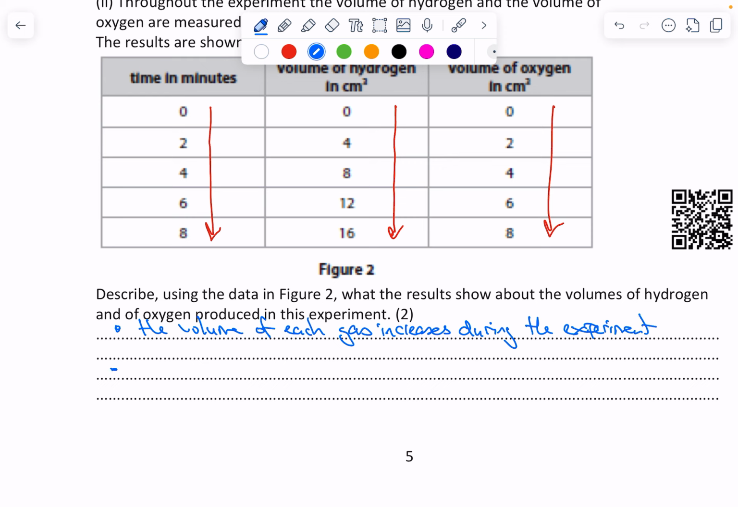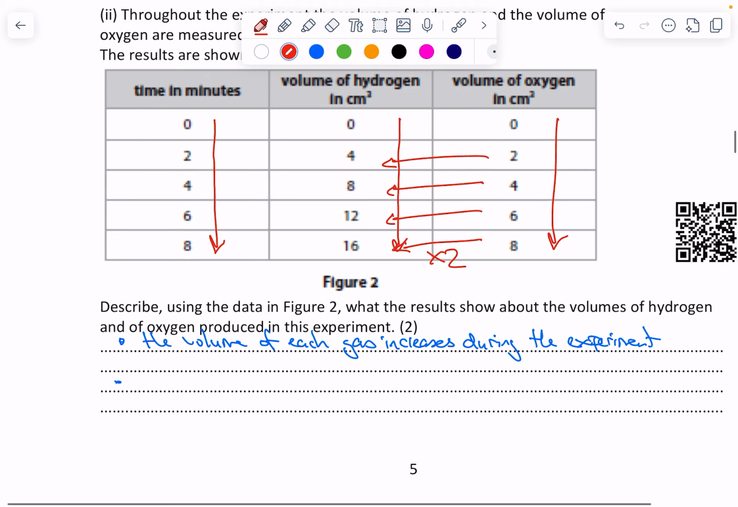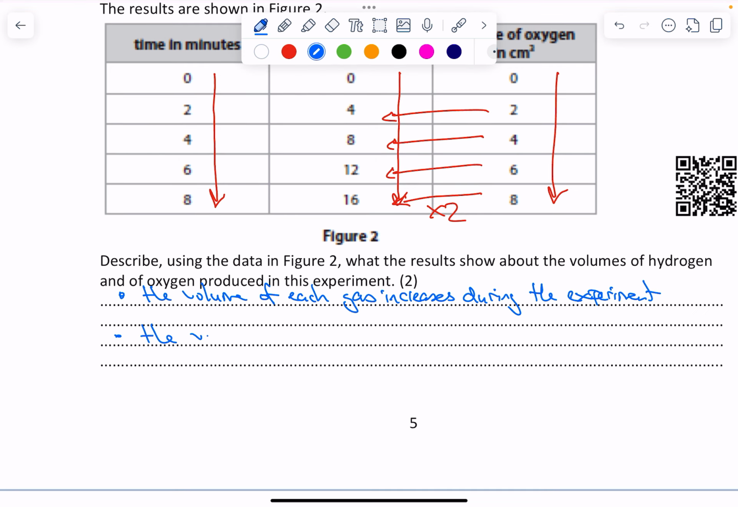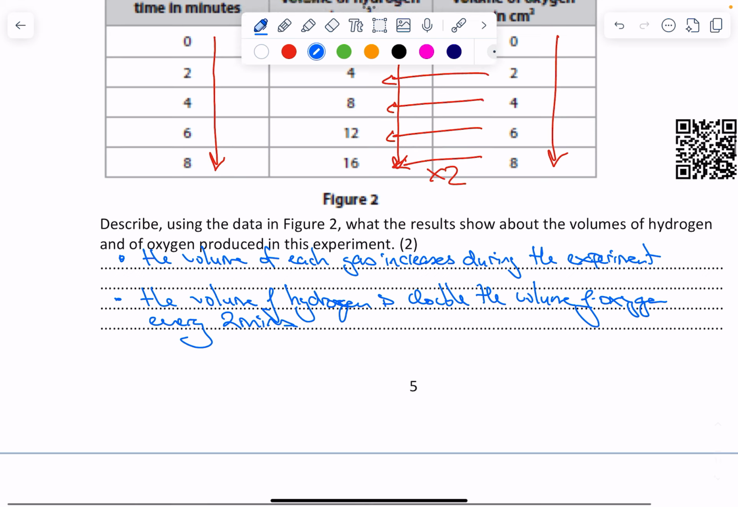The second point here is spotting that each time you go across, we're getting twice as much hydrogen. So there's twice as much hydrogen as oxygen produced. So the volume of hydrogen is double the volume of oxygen every 2 minutes. Okay, 2 marks, 2 points.